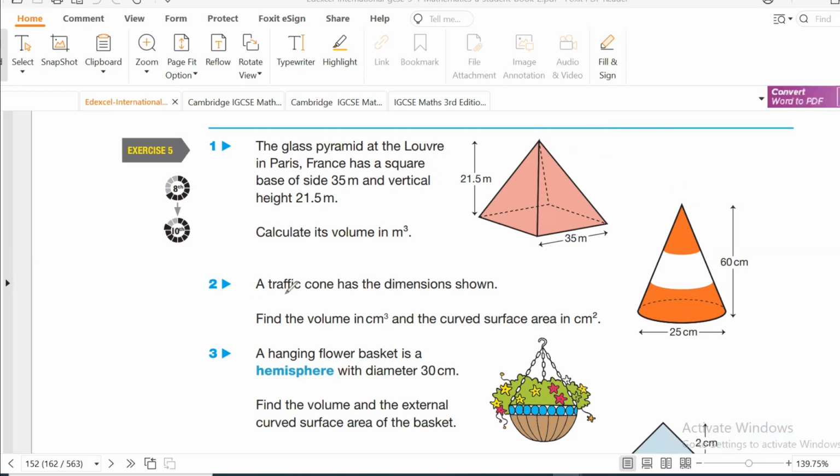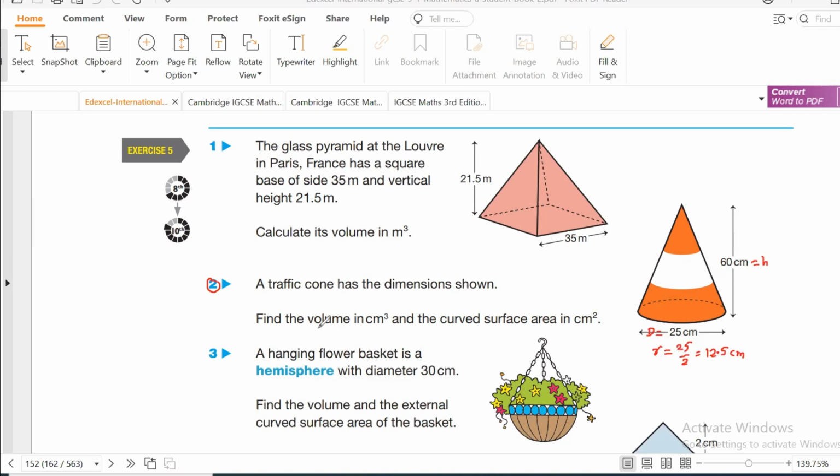Now we will try the next question, and it is a cone. The traffic cone has the dimensions shown, so we know the height is 60 centimeters, and the diameter is 25 centimeters. So this is the diameter. If diameter is 25, we need the radius. Radius is half of the diameter, meaning 25 divided by 2, which is equal to 12.5 centimeters.